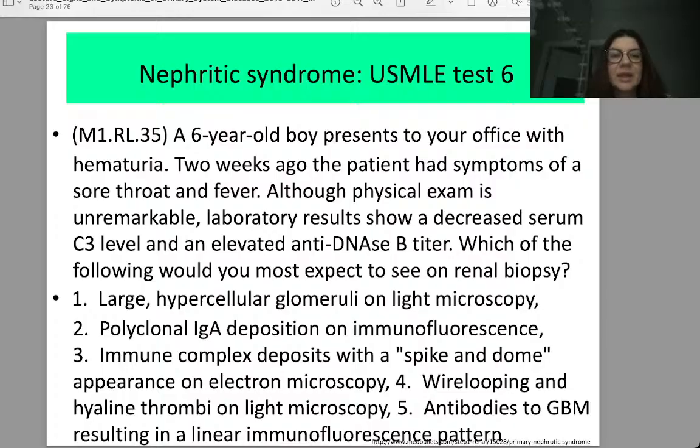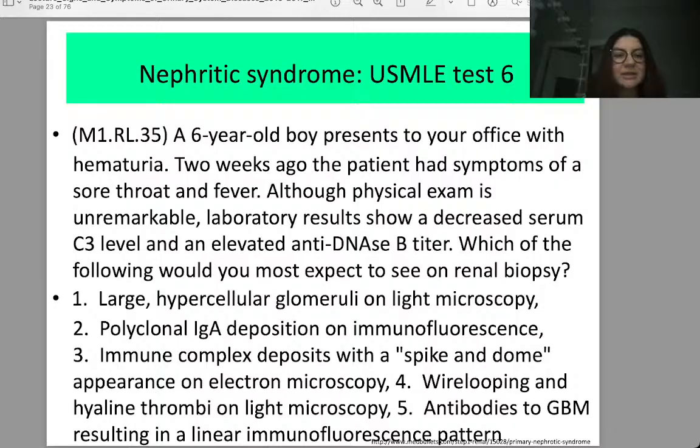Next test. A 6-year-old boy presents to your office with hematuria. Two weeks ago, the patient had symptoms of sore throat and fever. Although physical exam is unremarkable, laboratory results show a decreased serum complement level and elevated anti-DNase B titer. Which of the following would you most expect to see on renal biopsy?